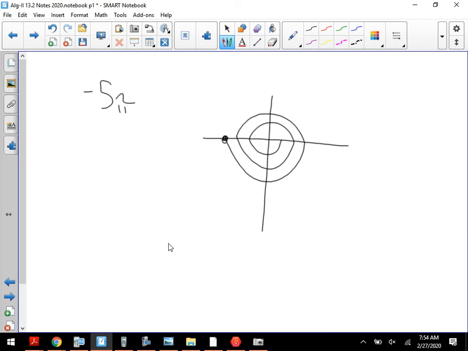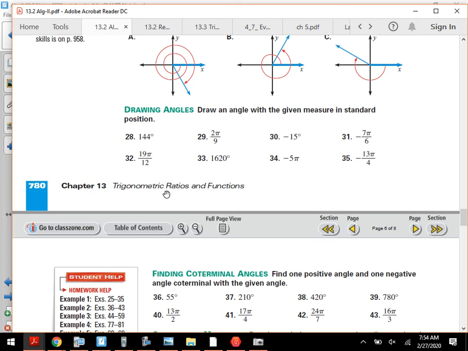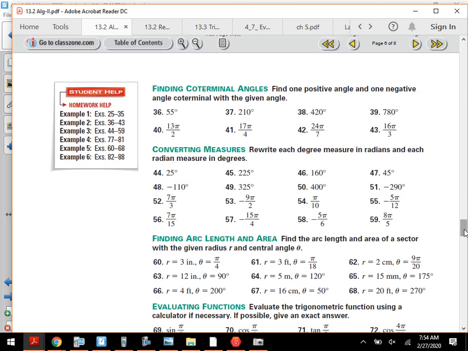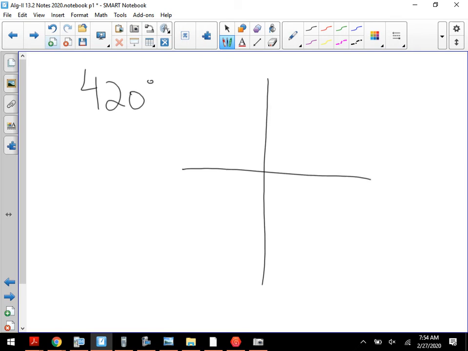How did you do with coterminals? Which one? Okay, so 38, we have to find coterminal angles. It was 420 degrees. Now, 420 degrees is beyond 1 revolution.